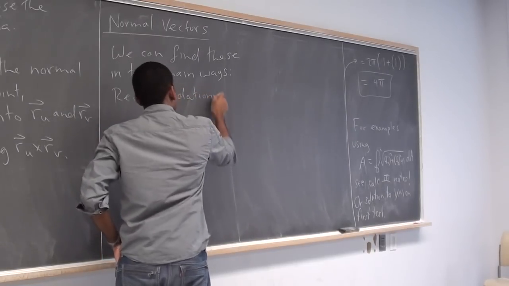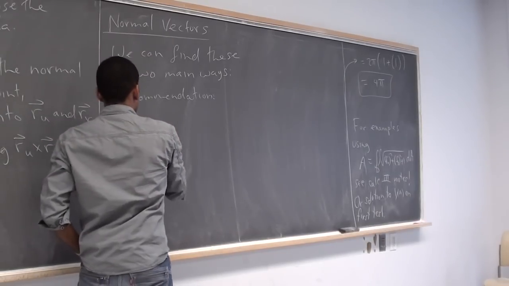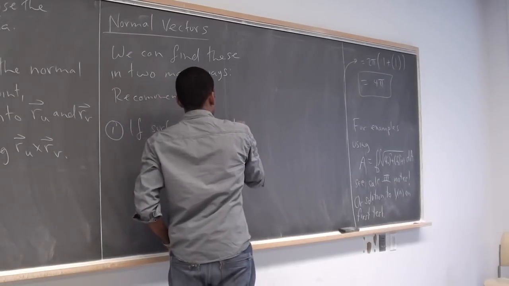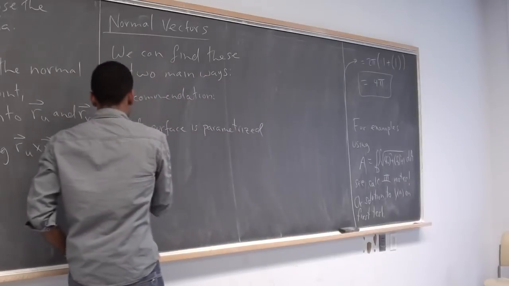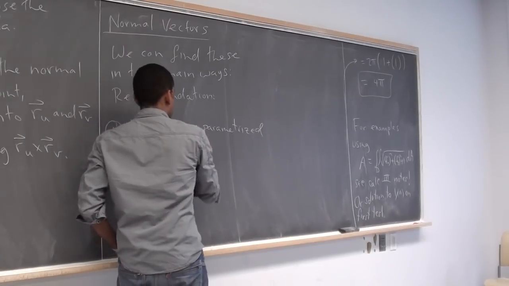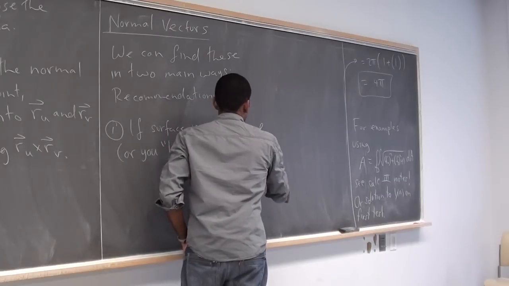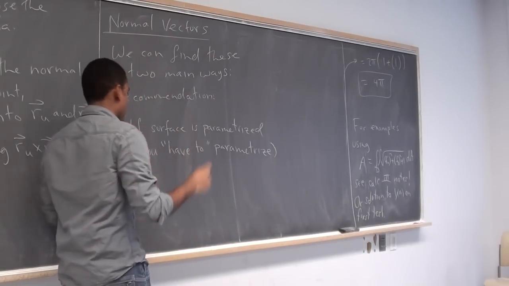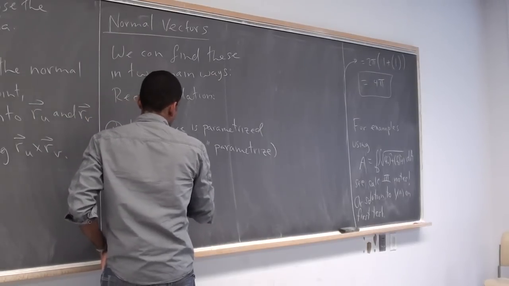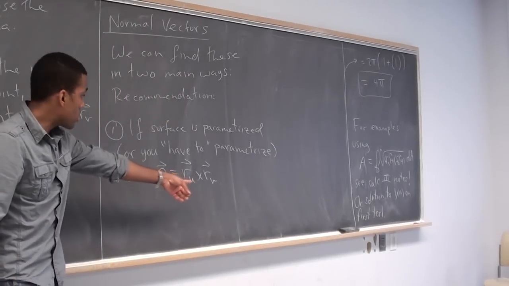Here's my recommendation. Case 1: if the surface is parameterized, or you have to parameterize it, and I'm going to talk about the have-to case afterwards, use normal vector equals RU cross RV, where these guys are your independent variables.